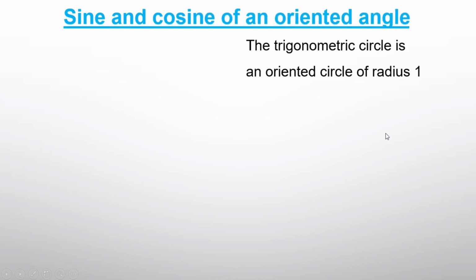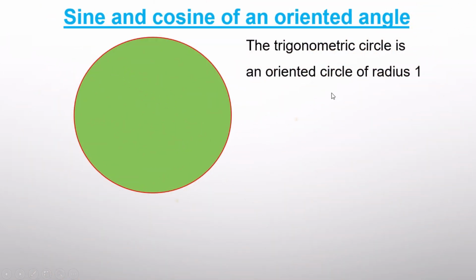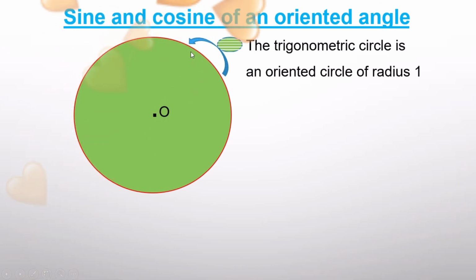Sine and cosine of an oriented angle. Trigonometric circle. What is a trigonometric circle? A trigonometric circle is an oriented circle of radius 1 unit. Oriented circle means a positive sense of motion is chosen, and this positive sense is the anti-clockwise motion. Here is the positive sense, which is the opposite sense of the clockwise.